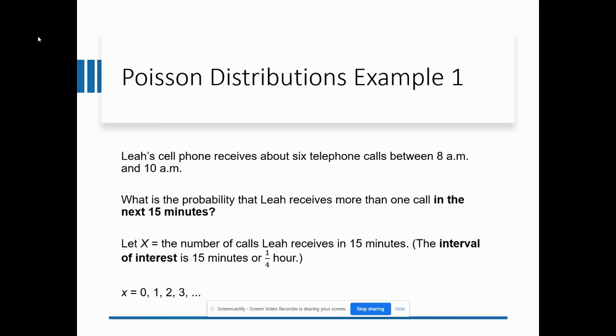The next 15 minutes is my time, but that's just a small part of the time, because remember, she receives 6 telephone calls between 8 a.m. and 10 a.m. So let X be the number of calls Lee receives in 15 minutes, because that's what I'm testing. So it's 15 minutes, or 1/4 of an hour. So X is 0, 1, 2, or 3. That's the number of calls again.